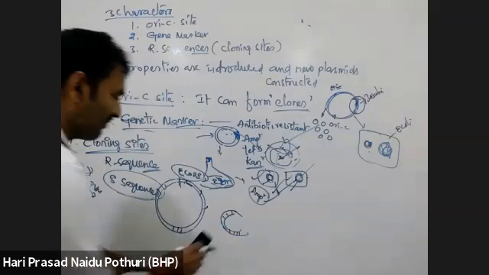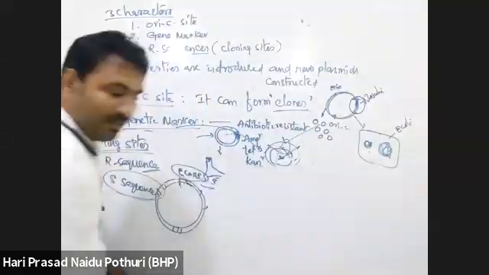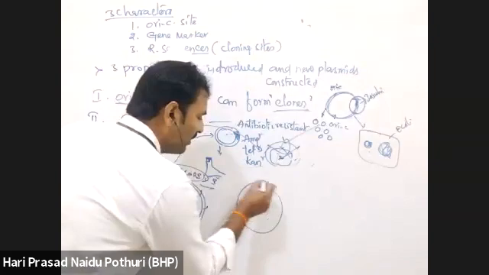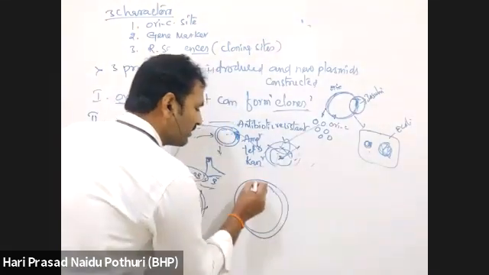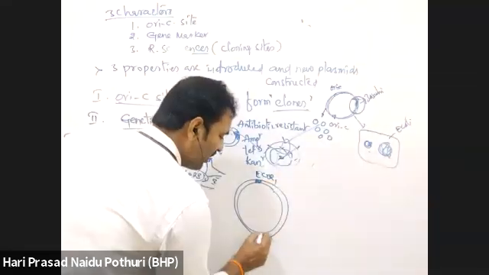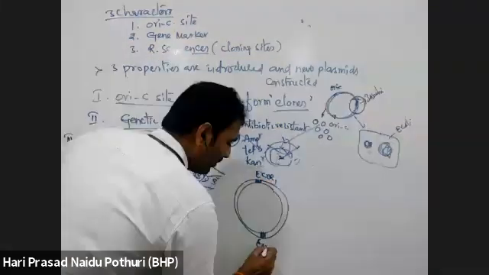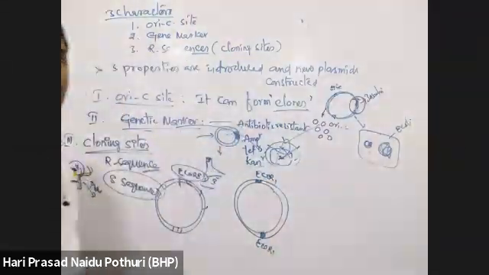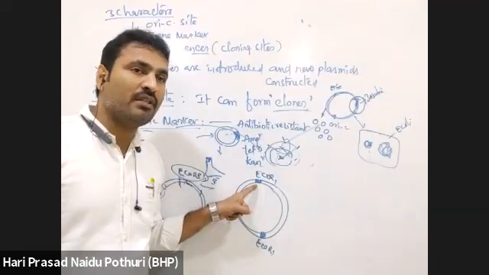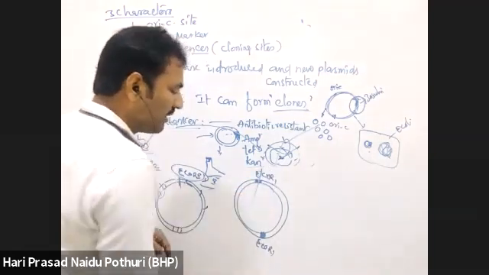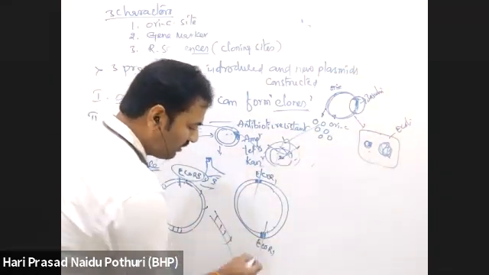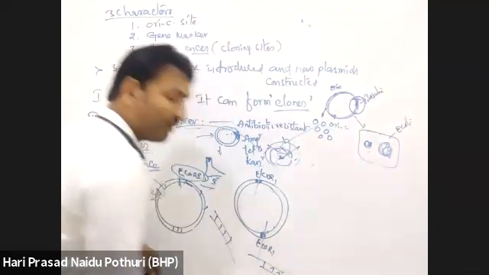Why? Yeah, it can cut into pieces. Suppose you take a vector which has one EcoRI sequence here and another EcoRI sequence here. 2 EcoRI sequences are present. Suppose we use the EcoRI enzyme to break this plasmid: one cut here, one cut there. So this is one DNA fragment forming, and this is another fragment.